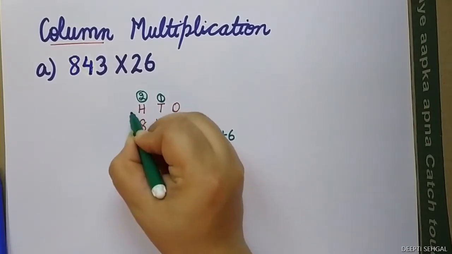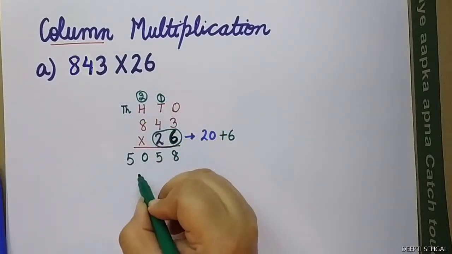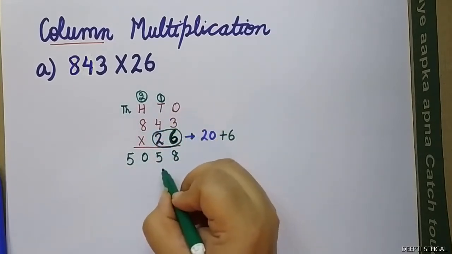50. Now this 5 is coming where? In thousands place. So be very careful while writing. Okay. So this is thousands place. So it is coming 50.